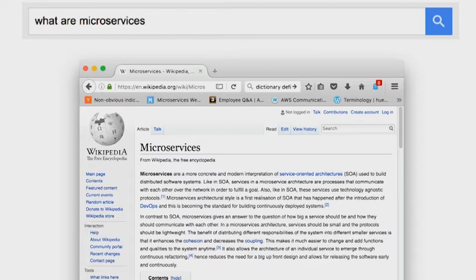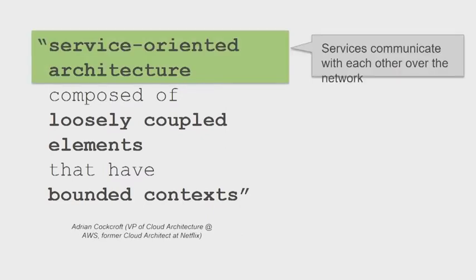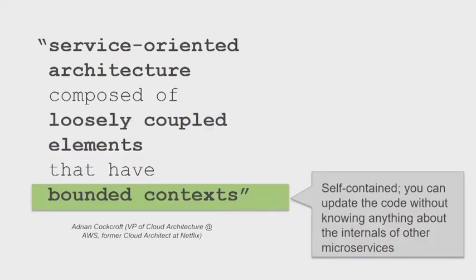If you want to look up the definition, you can go on Wikipedia, but personally, I like the definition from our Vice President of Cloud Architecture, Adrian. According to Adrian, microservices is service-oriented architecture composed of loosely coupled elements that have bounded context. So service-oriented architecture means that you're building with many services, and all these services communicate with each other over the network to fulfill a goal. And they are loosely coupled. It means that they are independent. Sorry, the microphone is going in and out. And they all have bounded context. So what that means is they are all self-contained. They can coexist independently and have their own release cycles.